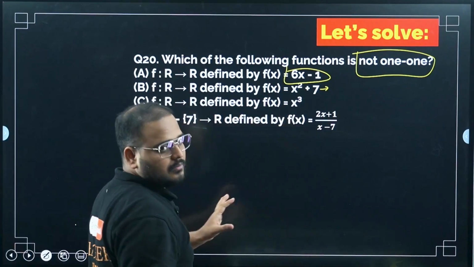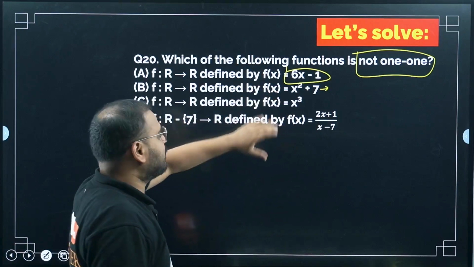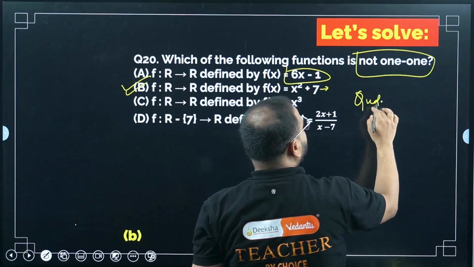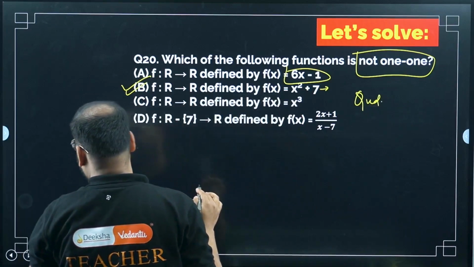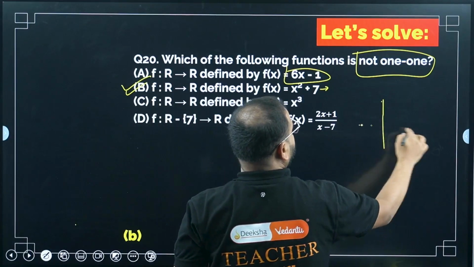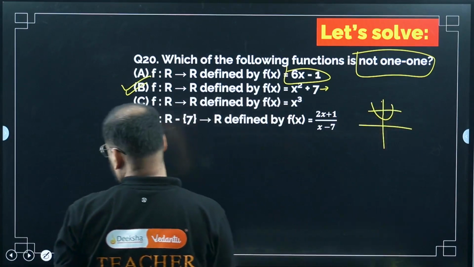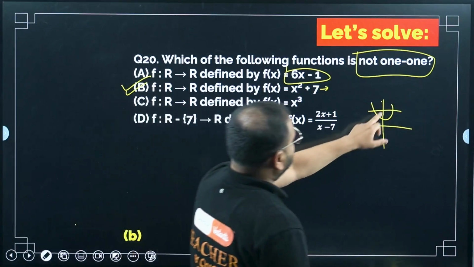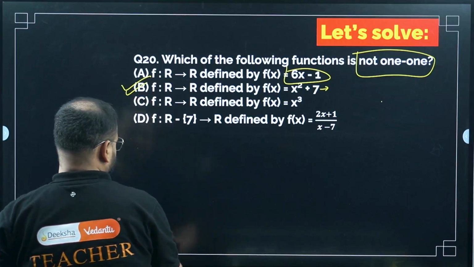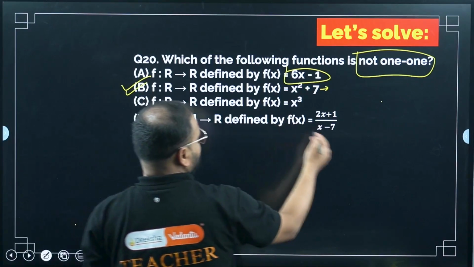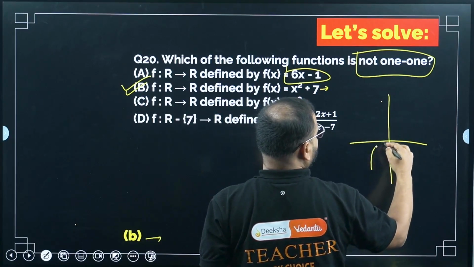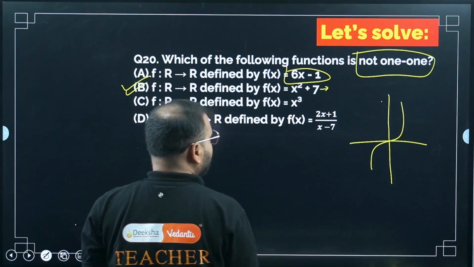So, if you have this same question in the exam and you don't want to check everything, you look at this and say this is not 1, 1, because it is a quadratic function. If the graph is like this, it cuts at 2 points, so not 1, 1. So I can directly write the answer as option B. But if you want to know the graph of x cube, the graph looks like this, right? So it will be 1, 1.